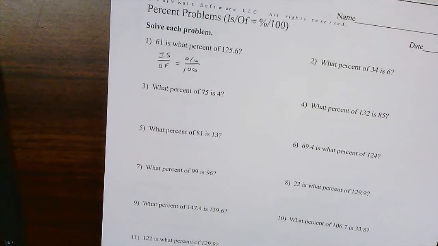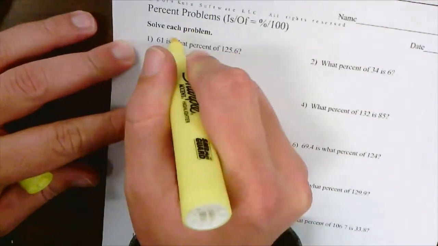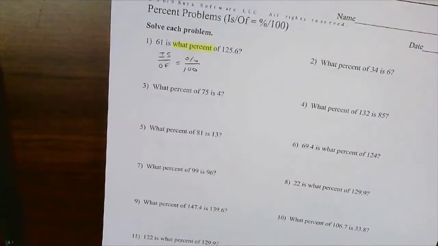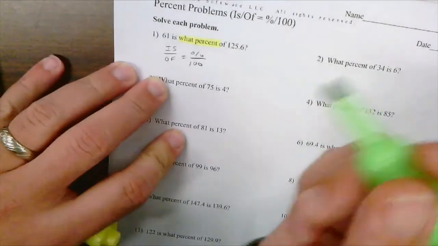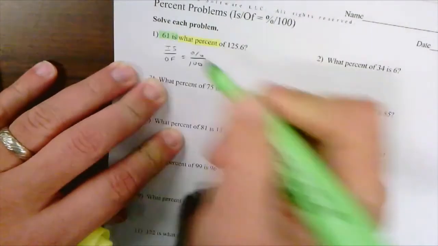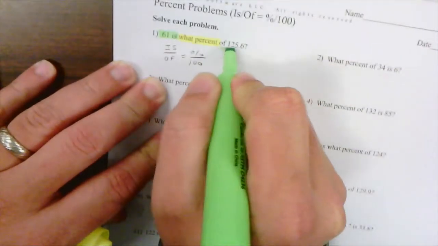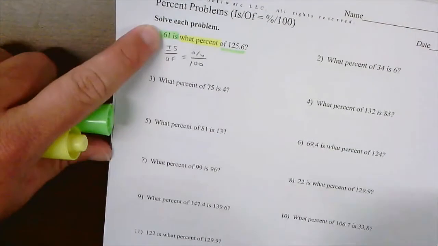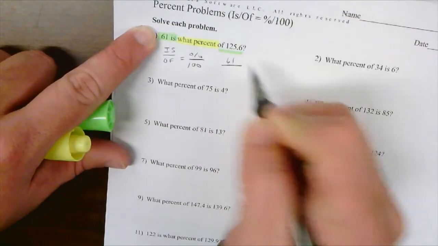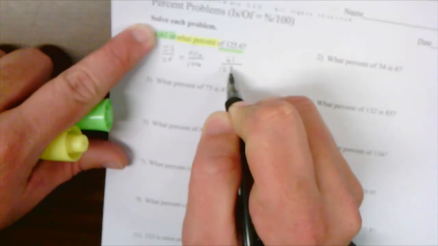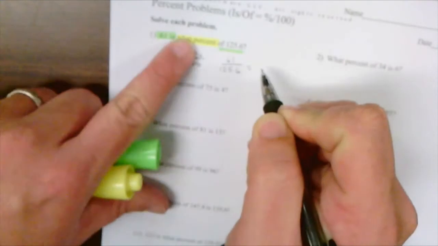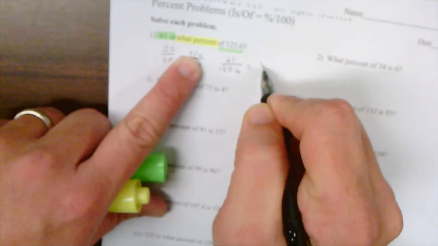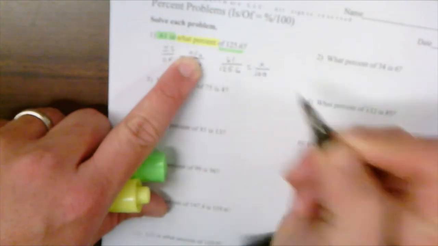So in number 1, what percent? That's exactly what we're looking for. And then that divides our sentence out. 61 is, and then of 125.6. So we fill in our formula based on that. So the is 61. The of is 125.6. The percent, that's the what. That's what I don't know, so I'm going to put the x there over 100.